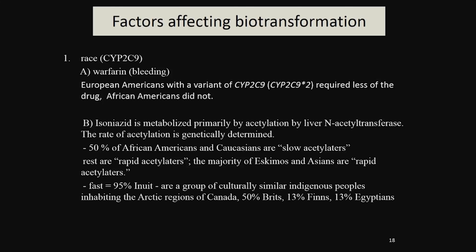And then you have very fast, 95%, Inuit. They are a group of culturally similar indigenous people inhabiting the Arctic region of Canada. So, you have different numbers for this. The acetylation of this particular drug can vary depending upon the race.